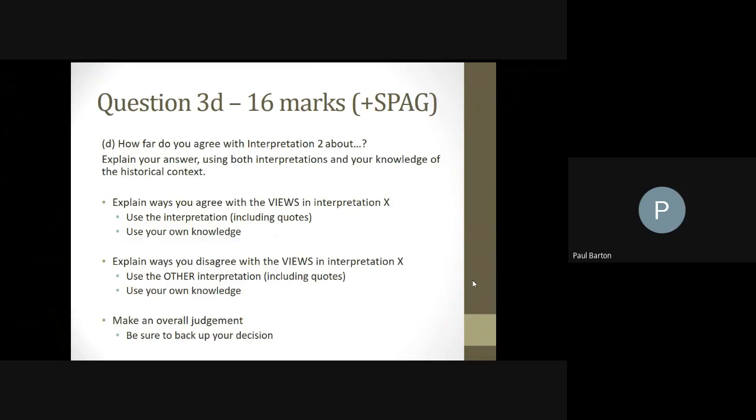It's tempting, and quite often students simply say, I agree very strongly with the views in interpretation 2, and then off they go talking about all the things that they know about that topic and why they think that's excellent and true, and all the things that they know, but without really linking it back to the interpretation.